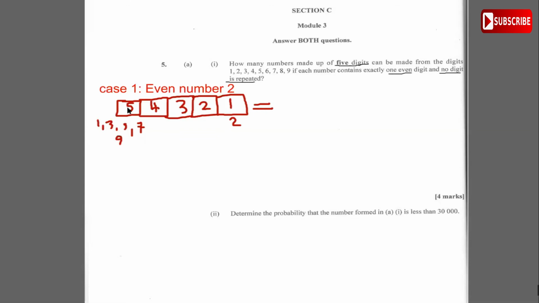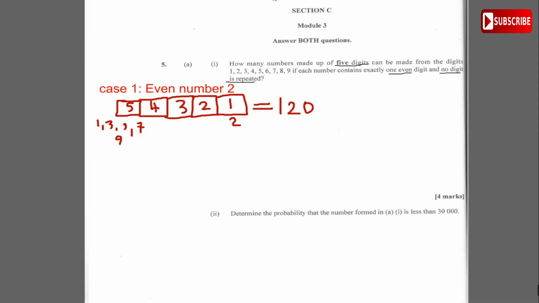Let me see. 5 ways to choose here, 5 times 4 times 3 times 2. Let me just put it in my calculator: 5 times 4 times 3 times 2 times 1. Yeah, that's 120. So there are 120 ways we can choose the number 2 with 4 other digits. All right, nice. Now let's look at case 2.